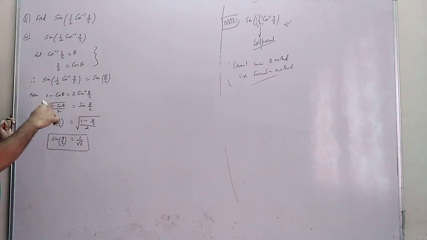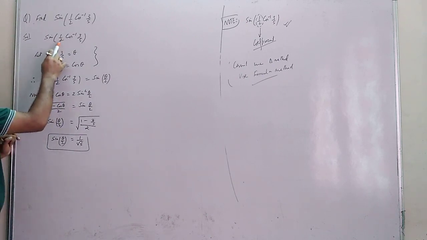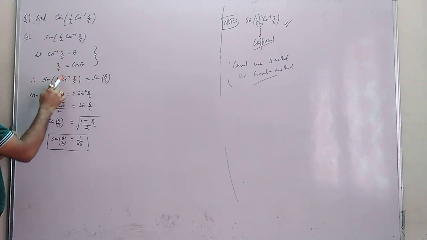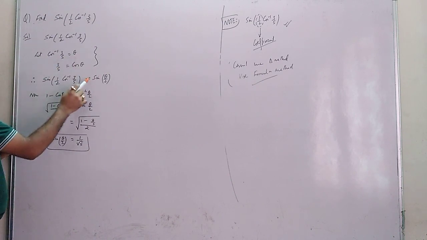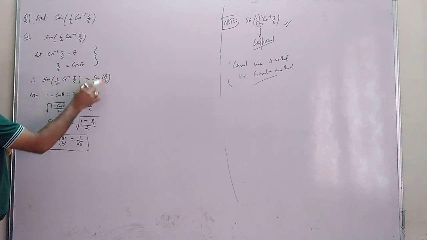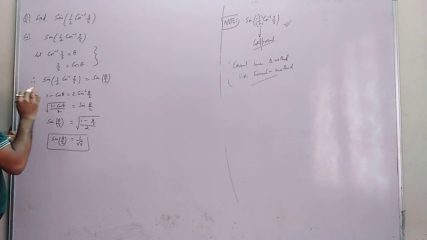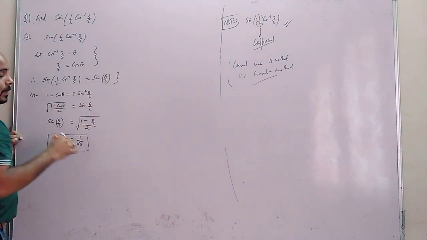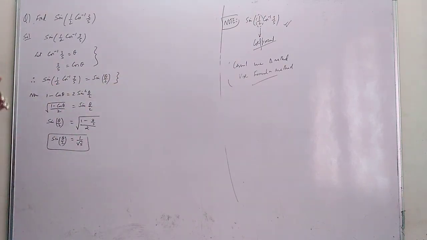Now next step, see what the question becomes. So what is the question? Sine of half cos inverse 3 by 5. Cos inverse 3 by 5 is theta. That is, sine of theta by 2. So this is the next step. What is the first step? Take the inverse part as theta. From there you get a trigno. Next step, see what trigno the question becomes.